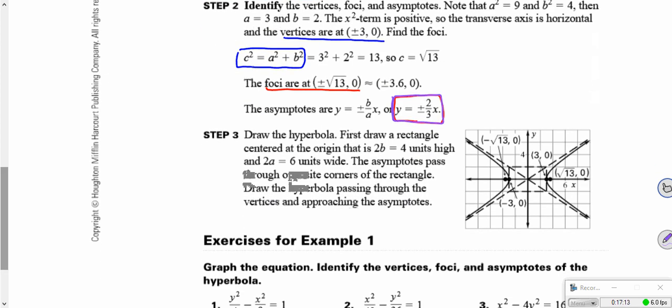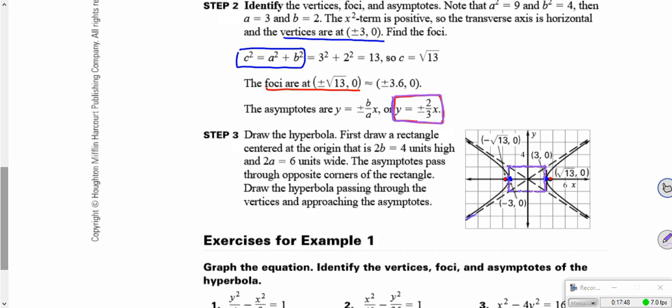Step 3 is drawing. Again, we've got our vertices here, plus or minus 3, 0. Root 13 is just a skosh bigger than that, so these are my foci. And then remember your b was 2, so we go up 2 and make our box with up 2 over 3.